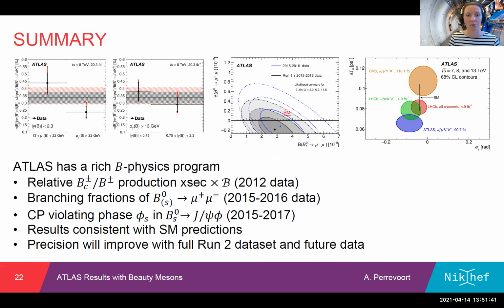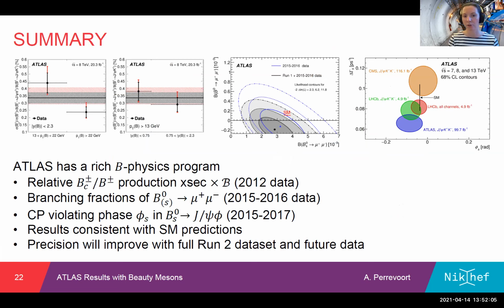And by that, I would like to conclude. I've given a short glimpse of the rich B physics program in ATLAS. There are many more measurements that are being performed, and some of them you can see in this conference. The results I've shown are all consistent with standard model predictions, although we see a bit of tension here and there.